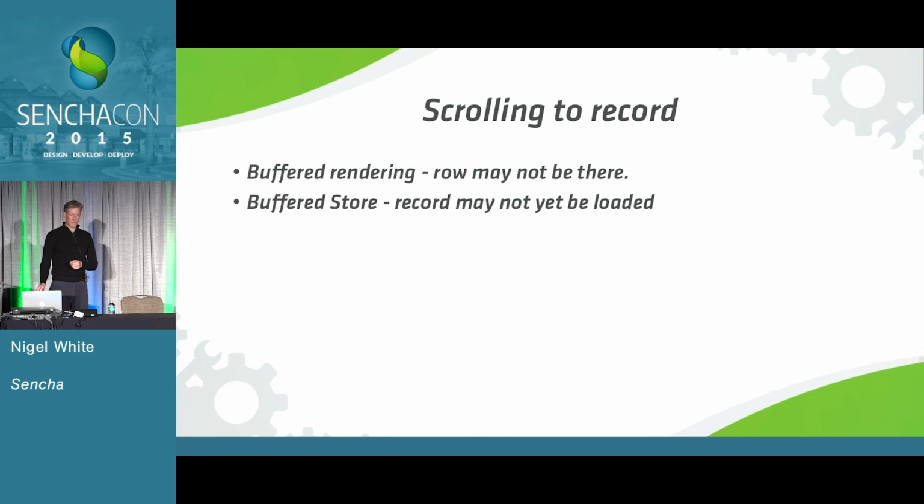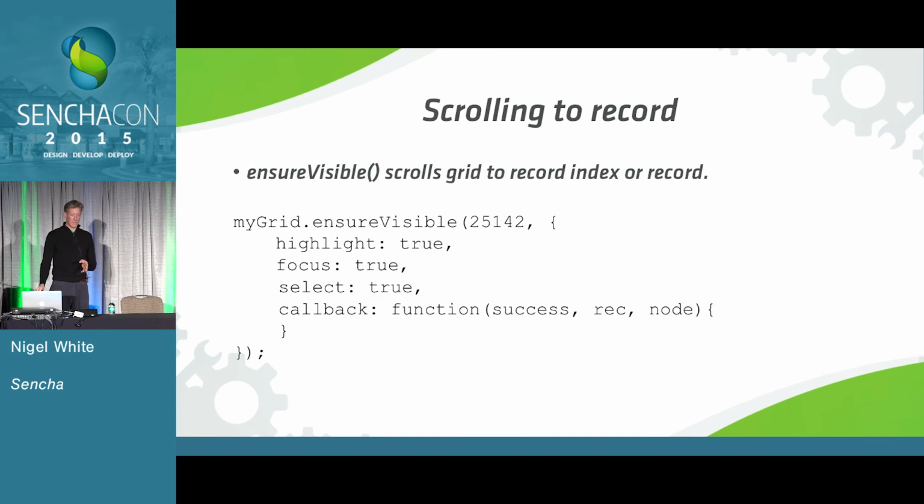Okay, this is the scrolling to record. If it's buffer rendering, the row might not be there. If it's a buffered store, the record might not be there. And so this is what the API looks like. You pass it a record number, you can pass it flags for what to do when it arrives at that record, and there's a callback for it to execute when it arrives at that record.